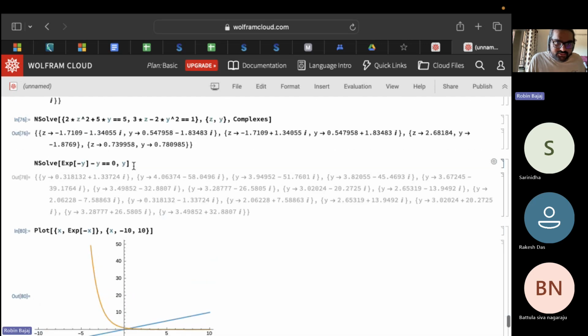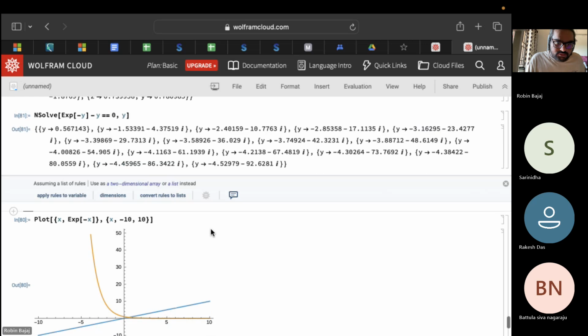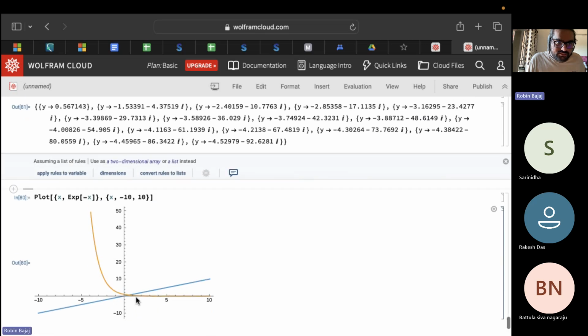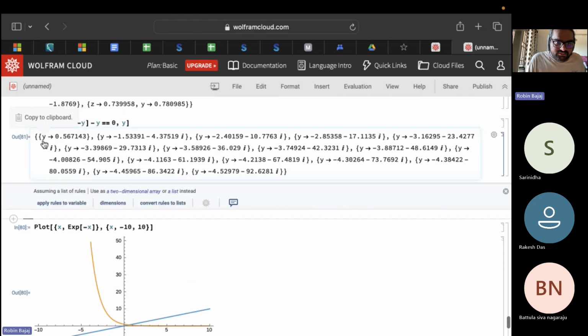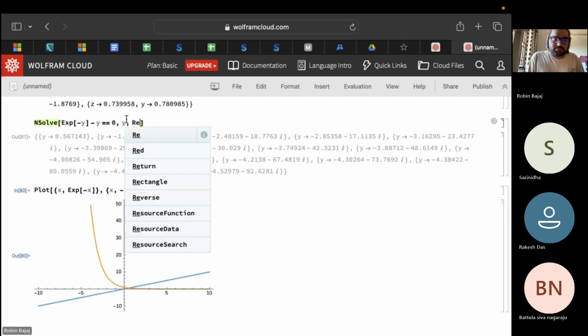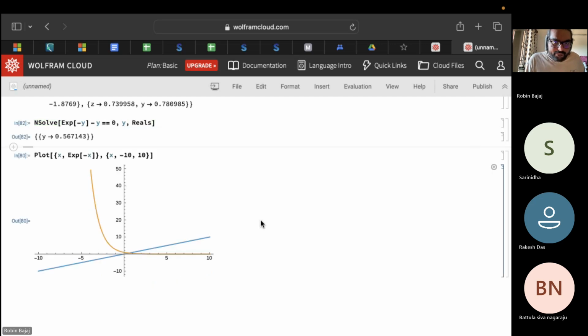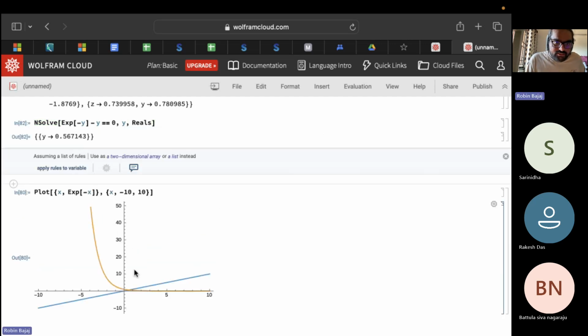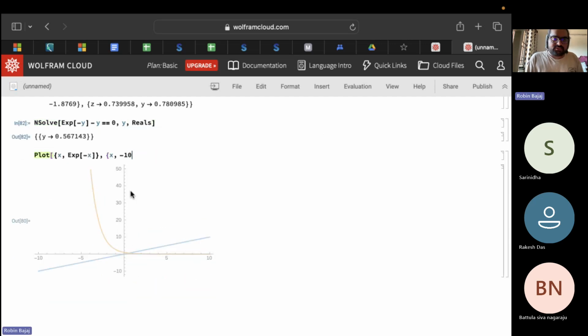Okay, they do intersect. Let's run this. Is it 0.56? So this is the one real solution. Reals. So I think this is the correct solution.